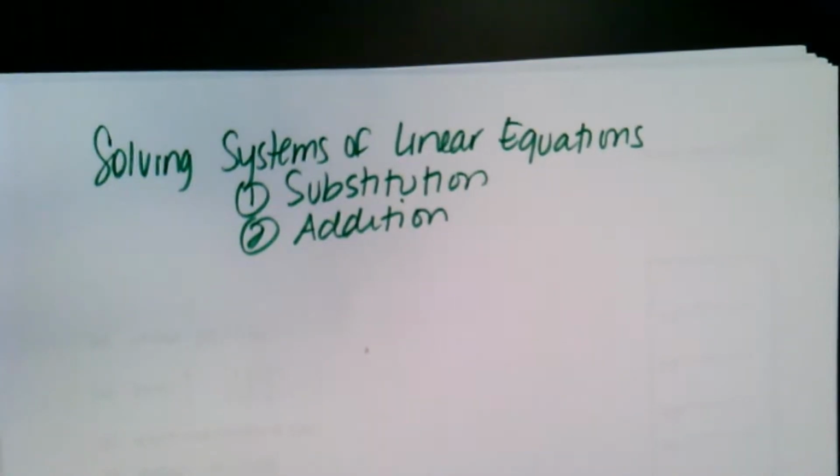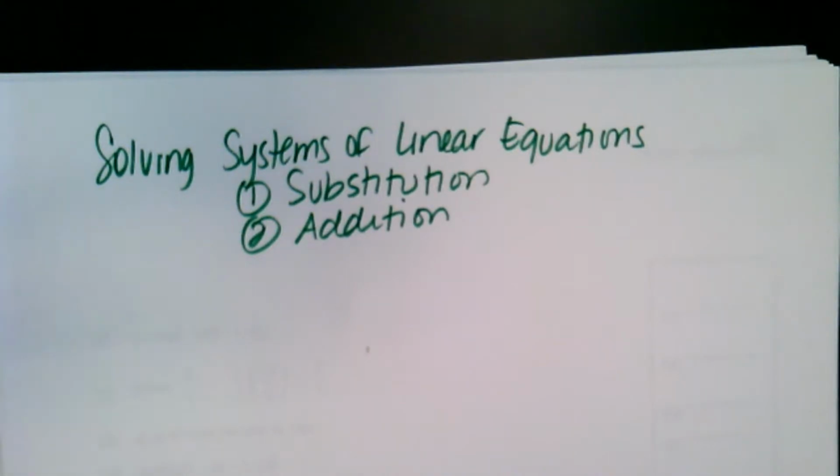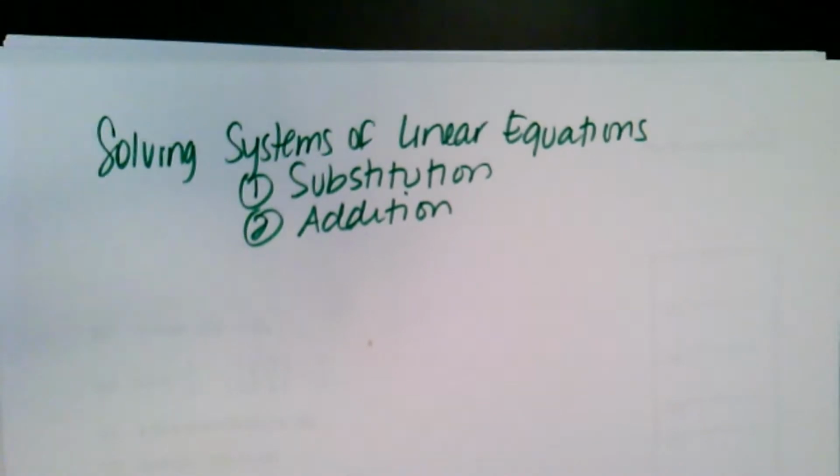Alright, this lesson is about solving systems of linear equations, and I'm going to go over two ways, either using substitution or using addition. This is in chapter 4 of your book. If you're following along, I'm kind of starting around 289-ish. Remember, you can look at your book if you want through My Math Lab.